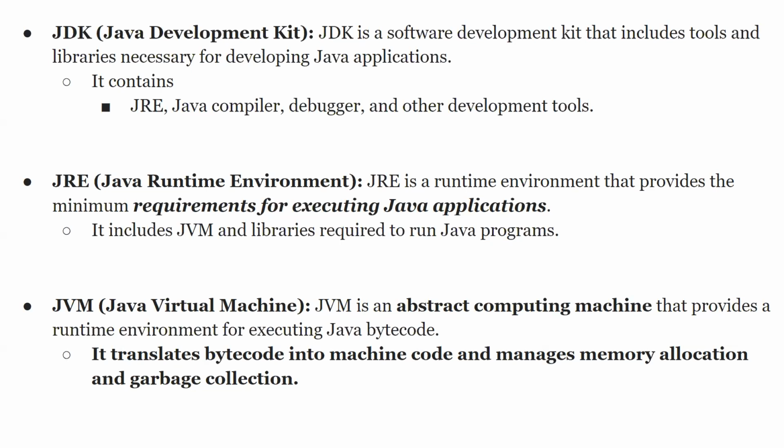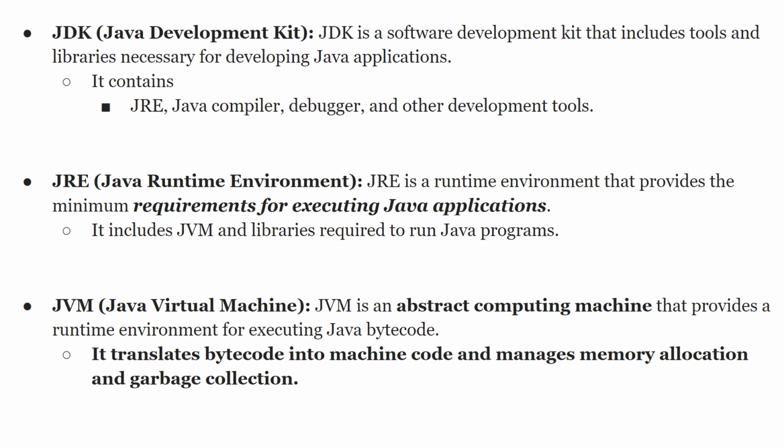For example, it contains the JRE, Java Runtime Environment. It contains the compiler, a very important thing. Another one is the debugger, which helps us debug errors. And many other tools, but these are the key ones: compiler, debugger, and JRE. That is the JDK, Java Development Kit. So you can answer like this: a software development kit that includes tools and libraries necessary for developing Java applications.